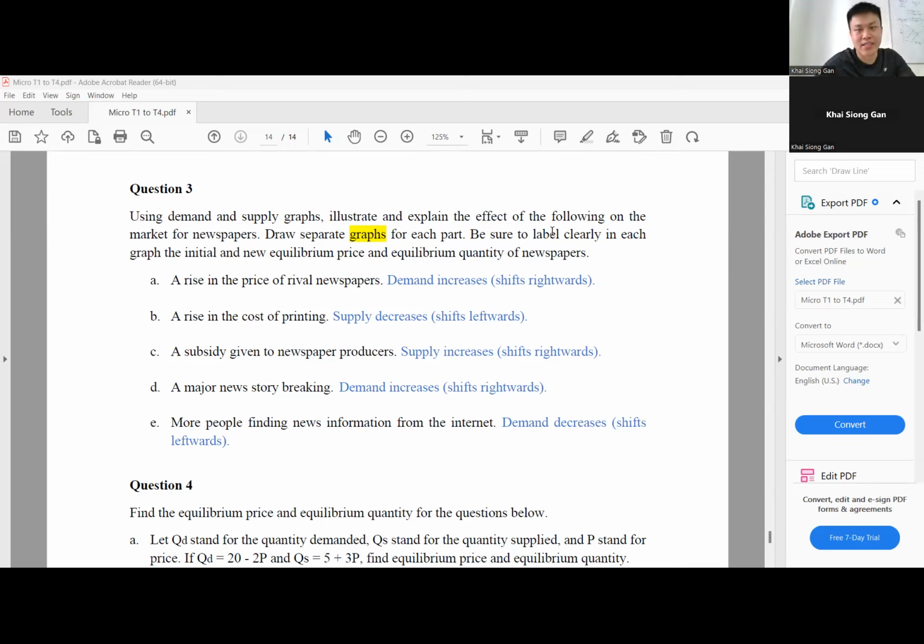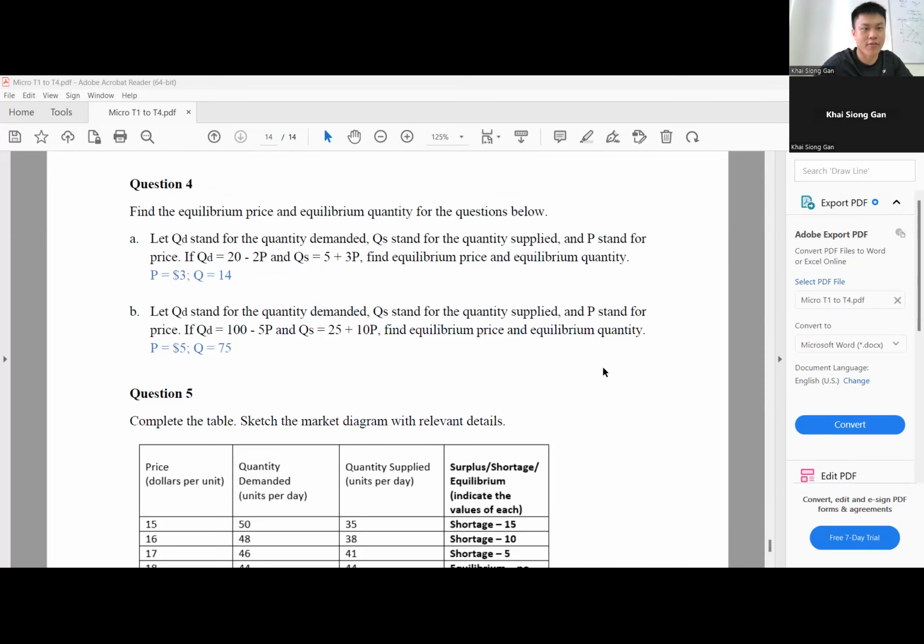Okay, so let's have a look into question 4. Find the equilibrium price and equilibrium quantity for the questions below. So you are being given the equation for quantity demanded and quantity supplied, and we find the equilibrium price and equilibrium quantity. So how do you do this? Now, this is already a bonus marks. Really easy to score. So let me show you how to do.